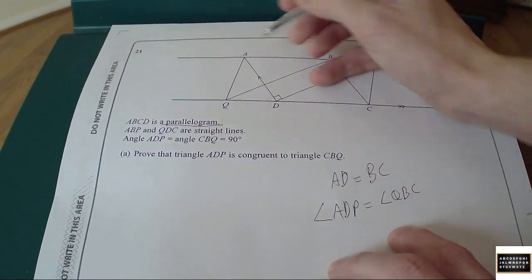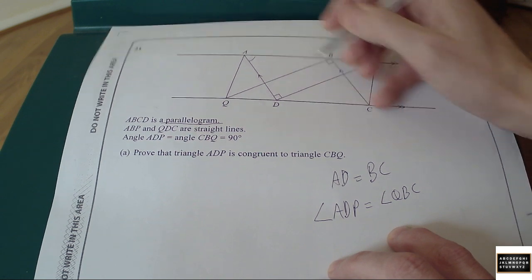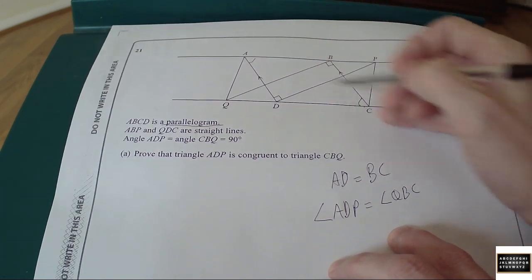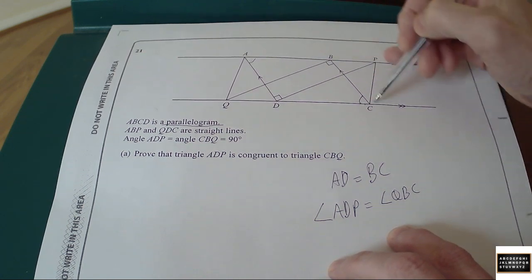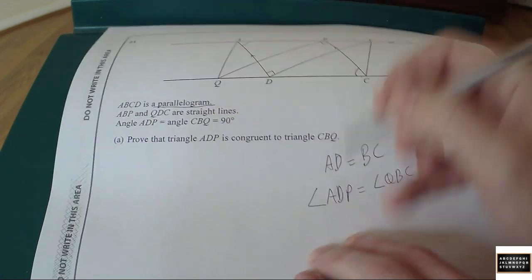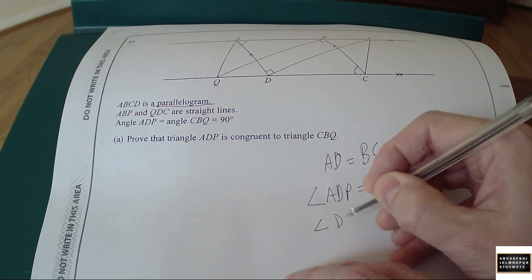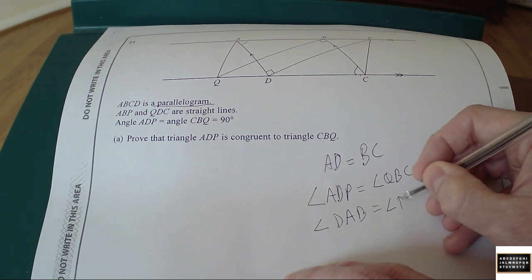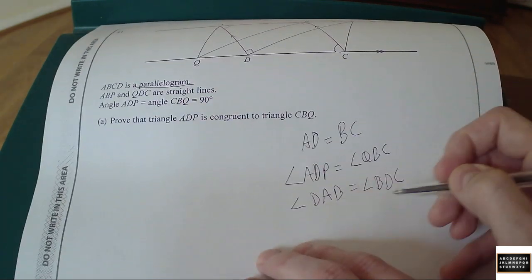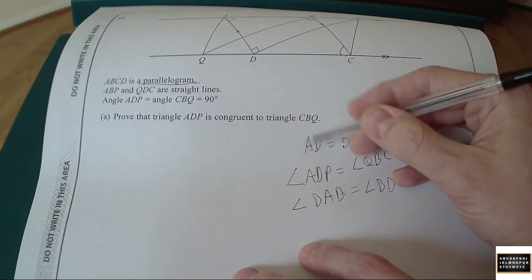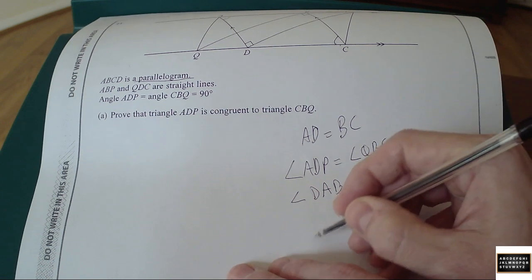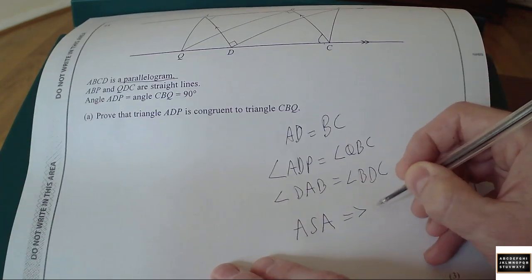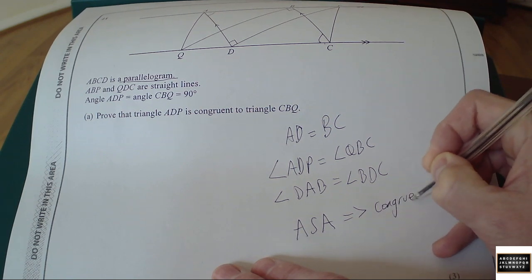The other thing I know is because this is a parallelogram, this angle here and that angle there must be identical. These have to be identical because they're inside of a parallelogram, and opposite angles in a parallelogram are equal. So the angle DAB is equal to the angle BDC. They have to be identical. So I've got a side length being the same and two angles being the same. So I have angle, side, angle. That must mean that the triangles are congruent.